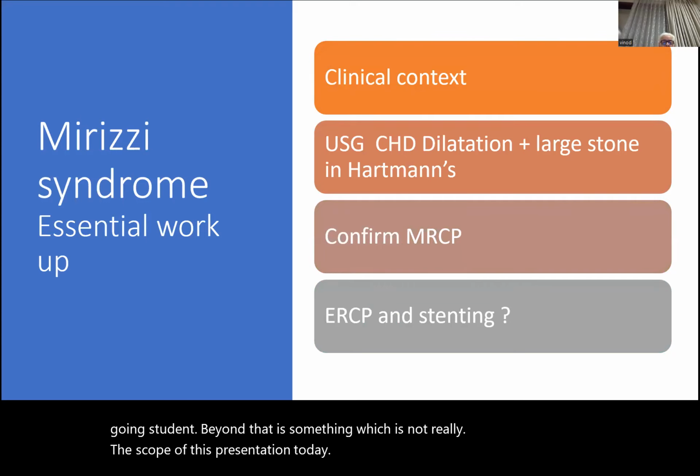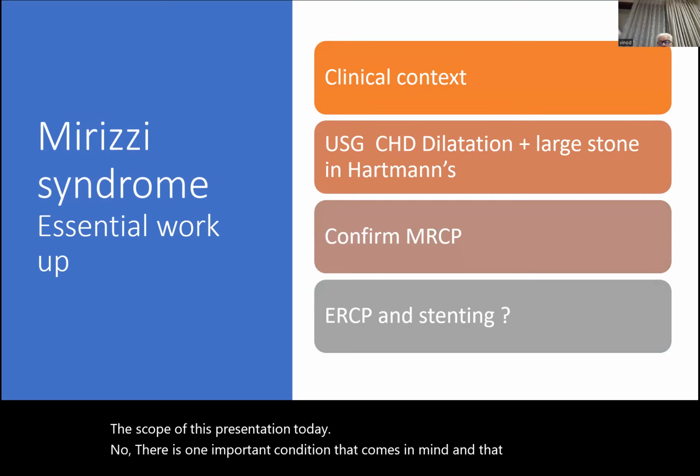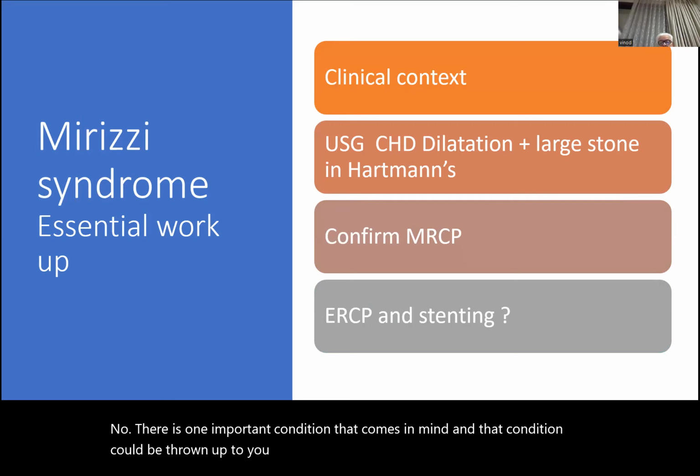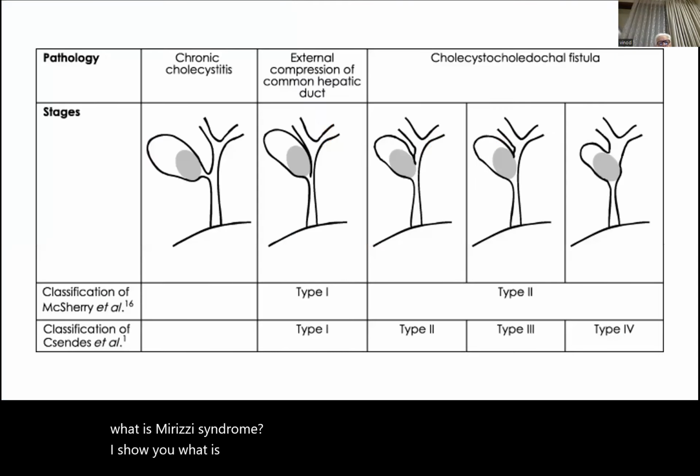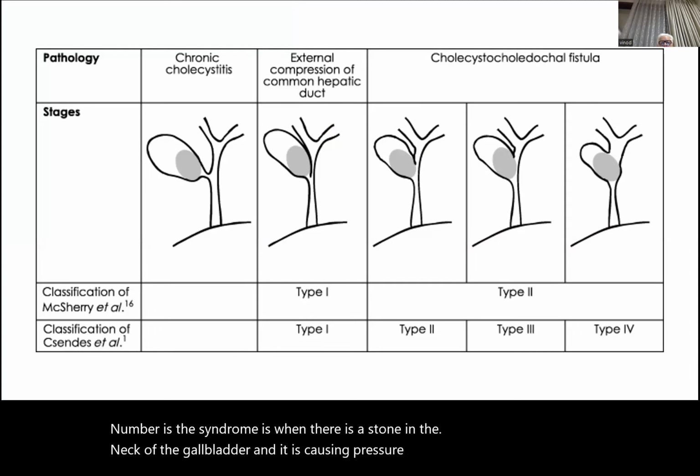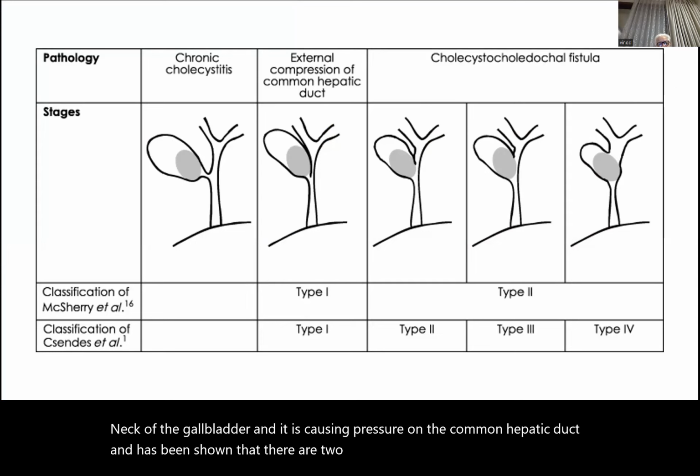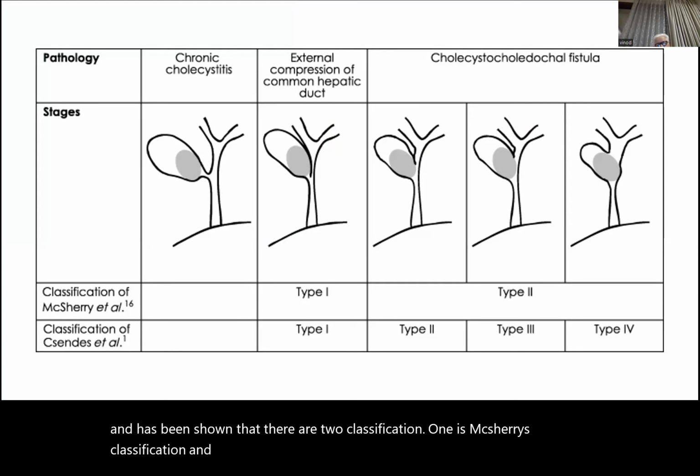Now, there is one important condition that comes to mind, and that condition could be thrown up to you as a scenario in the exam. Mirizzi syndrome. Now, what is Mirizzi syndrome? Mirizzi syndrome is when there is a stone in the neck of the gallbladder and it is causing pressure on the common hepatic duct. And it's been shown that there are two classifications. One is McSherry's classification and another is Csendes' classification. And you can see this diagram.